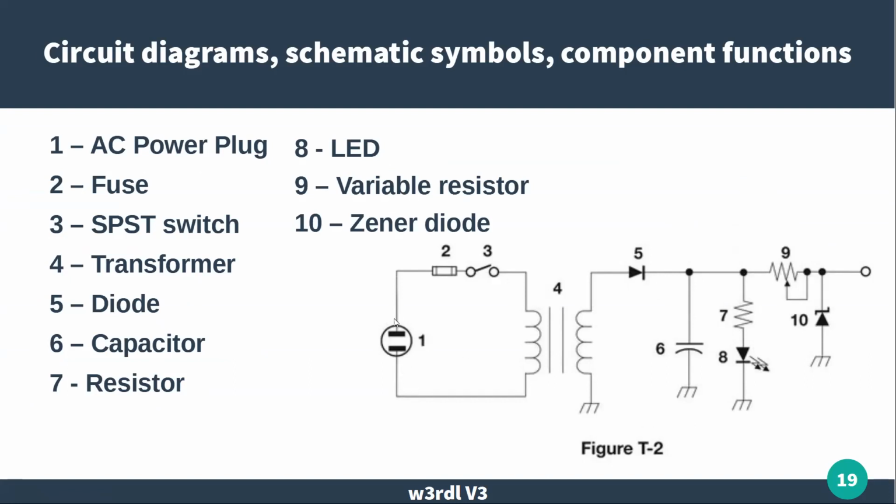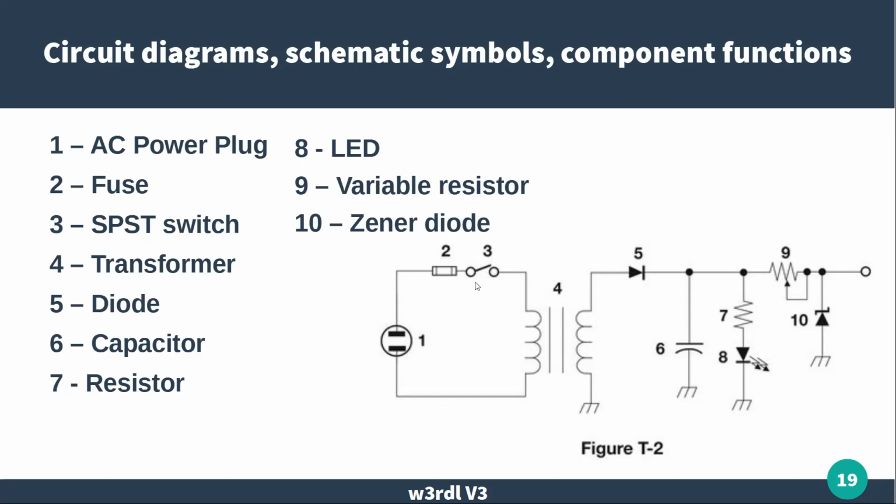Okay, here we have an AC power plug is number one. A fuse is number two. A single pole, single throw switch is number three. And we represent those. The kind of toggle is the pole, and the other little circle there indicates one of the contacts. So the number of throws is how many contacts it can make.